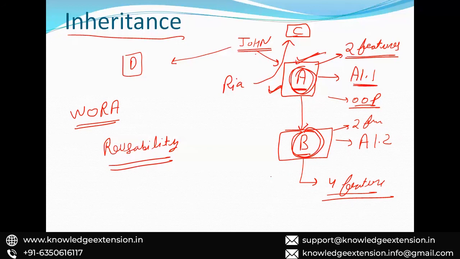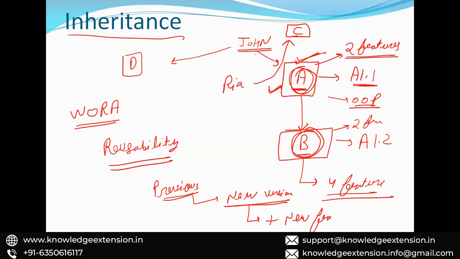Understood? That's why whenever a new version of any software is launched, all the previous features are available in the new version. What does the new version have? The new version has all the previous features plus additional new features. How can they do that? They can just inherit the previous features into the new version, and add new features into the new version. Understood? That is the functionality provided by object-oriented programming.